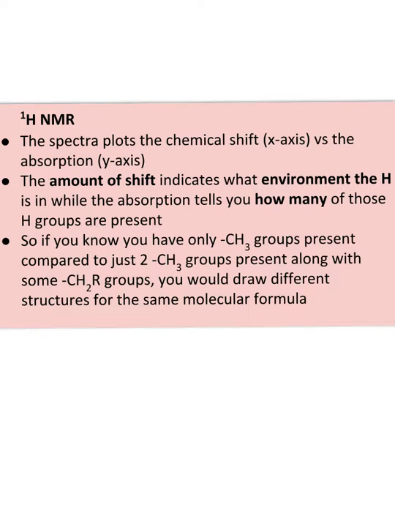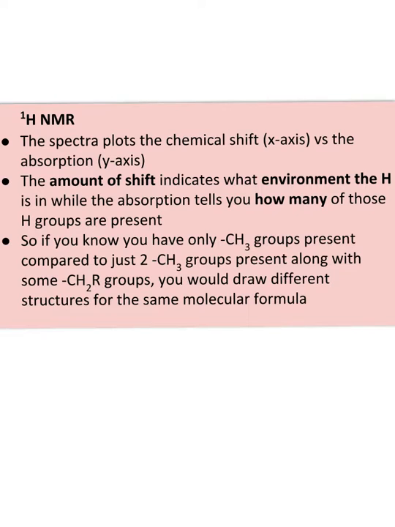The other thing that it plots is what they call the absorption, and the absorption gives you an idea of how many hydrogens are present in that environment. So the amount of shift lets you know what environment or what hydrogen group is likely there, and the absorption, or the peak, tells you how many hydrogens are likely present, or how many groups are likely present. For example, if you know you have only CH3 groups present compared to just two CH3 groups present along with some CH2R groups, you would draw different structures even though they might have the same molecular formula.